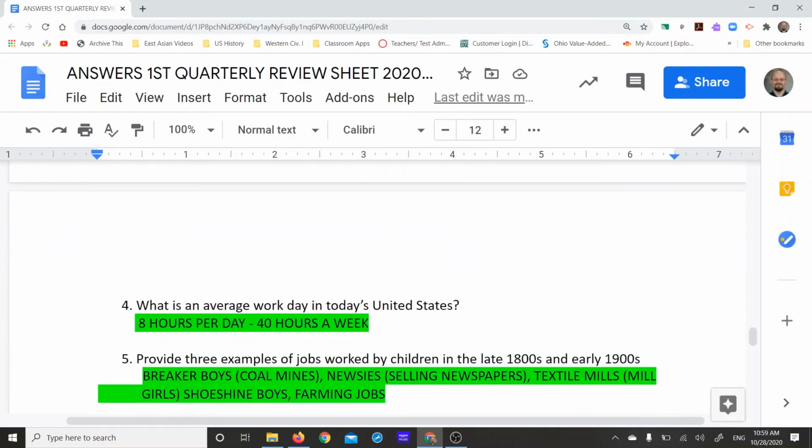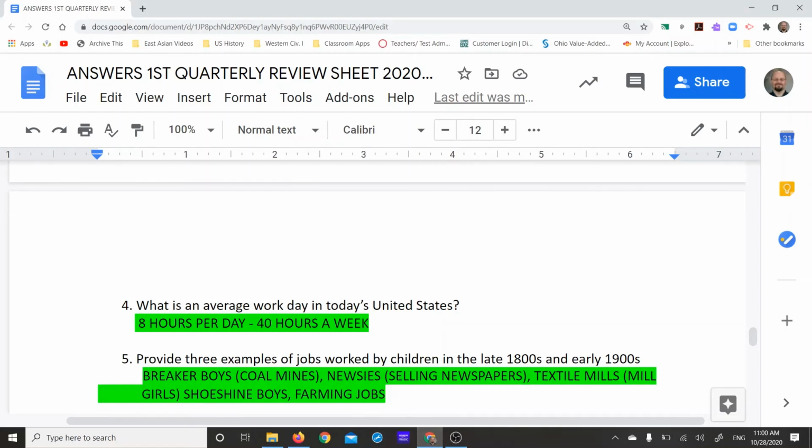Moving on, continuing, what is an average workday today in the United States? It's 8 hours per day, 40 hours per week. And if you work over 40 hours, you're entitled to overtime pay. If you work more than 60 hours a week, you get double overtime, which is twice your regular wage.